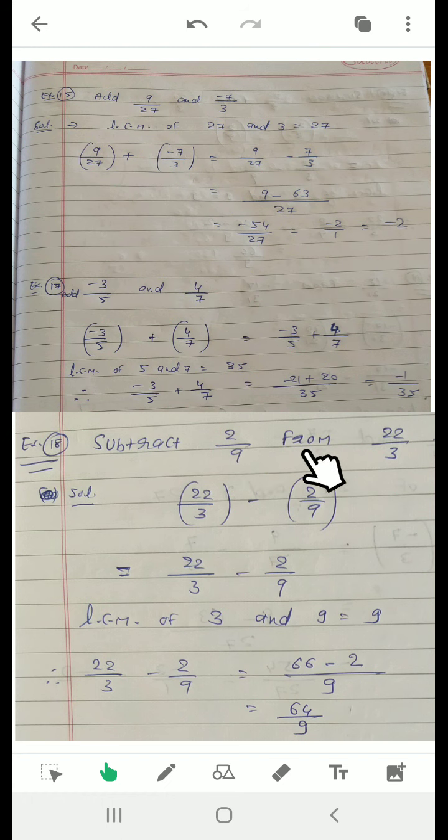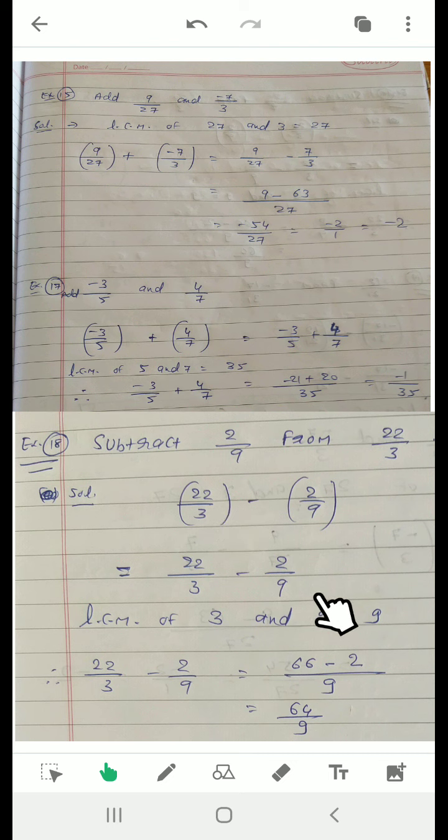The number written with "from" will be written at first place. Understood? The number that is written with "from" will be written first, then we will write 2 upon 9. So 22 upon 3 minus 2 upon 9. Don't write it as 2 upon 9 minus 22 upon 3. The students are making this mistake, they are writing 2 upon 9 minus 22 upon 3. That is wrong. So write 22 upon 3 minus 2 upon 9.